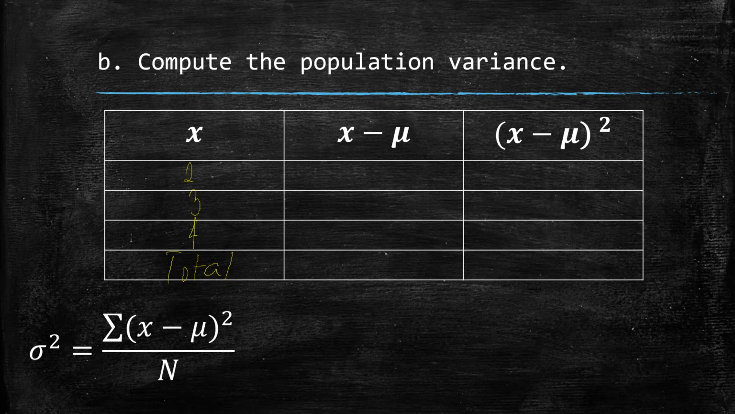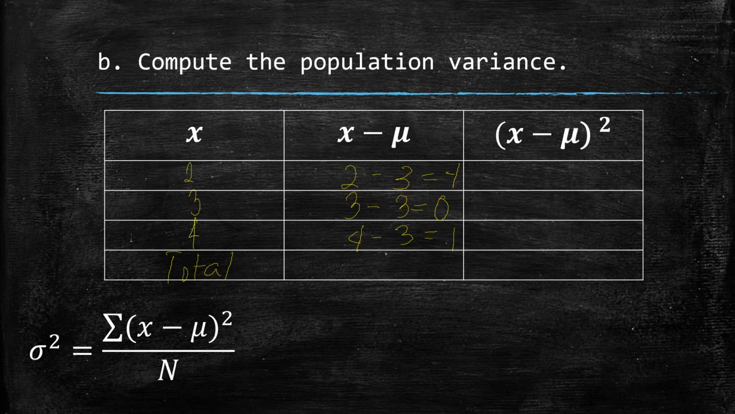Okay, next is you subtract the x and the population mean. So remember our population mean is 3. So we're going to subtract 2 and 3. That is negative 1. You have 3 minus 3. That is equal to 0. And you have 4 minus 3. That is equal to 1.